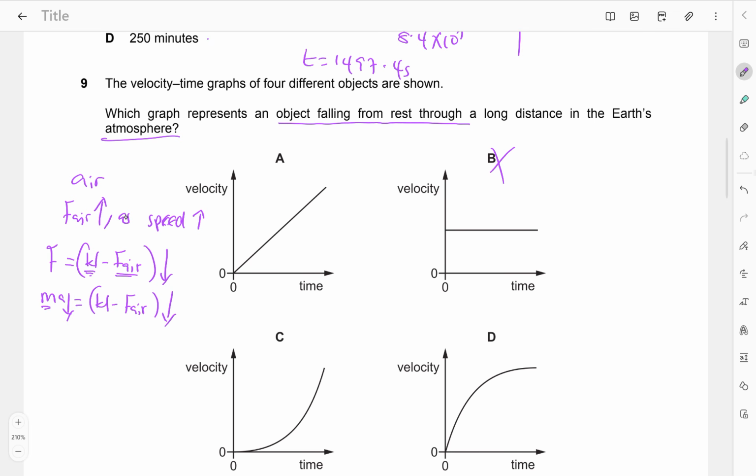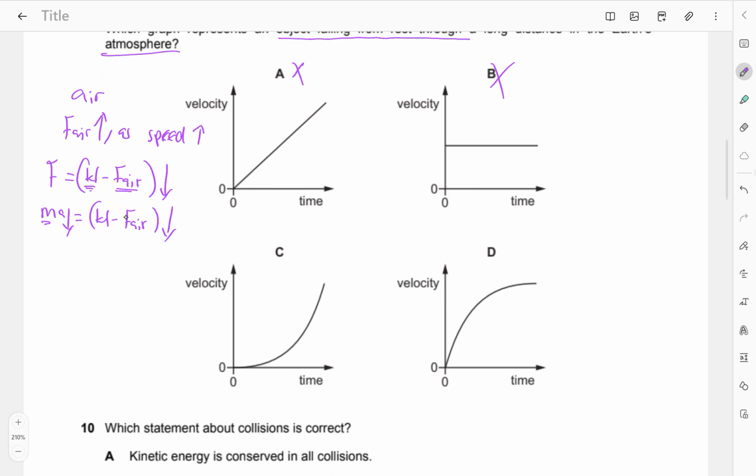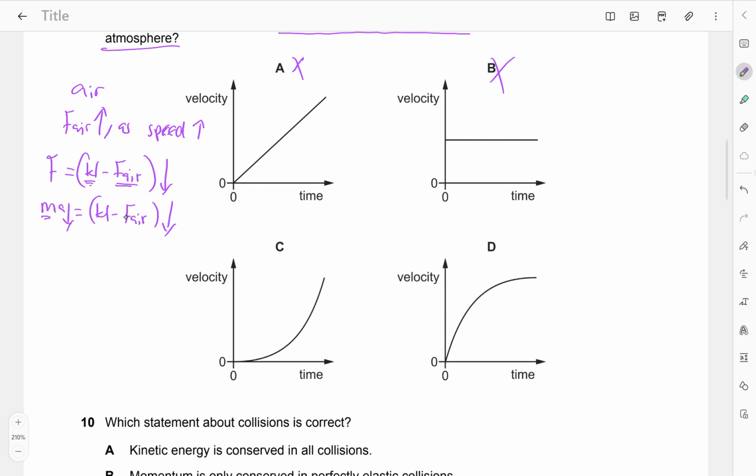A is showing a constant acceleration, which is not true. C is showing that acceleration increases because C is showing an increasing gradient, and this is also not true. We are seeing that when this difference becomes small, it means the acceleration is decreasing, because acceleration is directly proportional to that difference. So the answer is going to be D, which has a decreasing gradient, showing a decrease in acceleration.